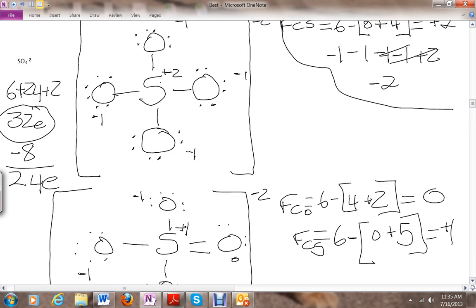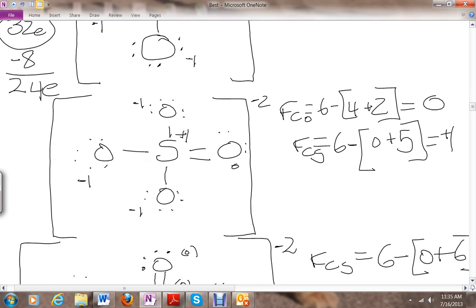This has the octet. Again, I skipped that. Sorry for that, guys, but you need to do it. Okay, 1, 2, 3, 4, 5, 6, 7, 8. Now you got 1, 2, 3, 4, 5, 6, 7, 8, 9, 10. Remember, sulfur is on the third period.